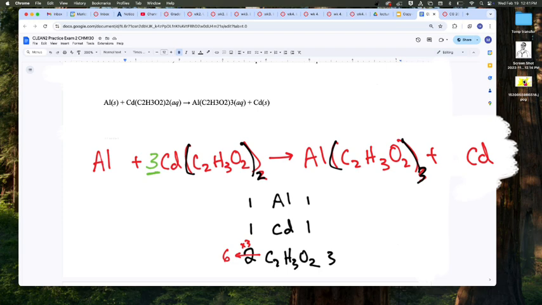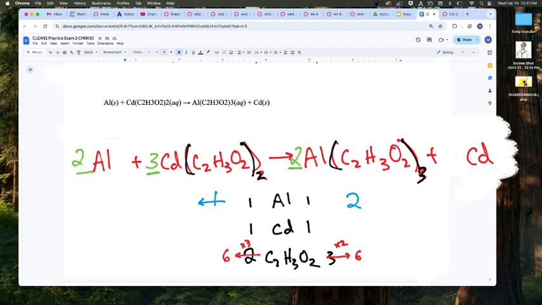How do I make the 3 into a 6? I multiply it by 2, which means what goes in front of the aluminum? A 2. We've now balanced everything. Are we done? No, why not? We changed our coefficients, which could change some of our earlier balancing, which means we go back and we check. How many aluminums on the left? 1. Aluminums on the right? 2. What's the lowest common multiple between 1 and 2? 2. I need a 2 in front of the aluminum.